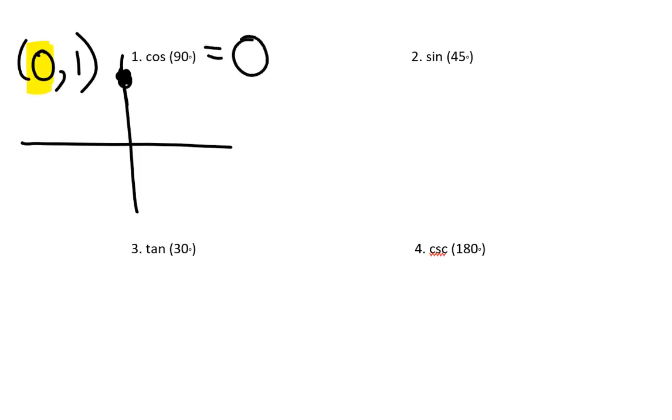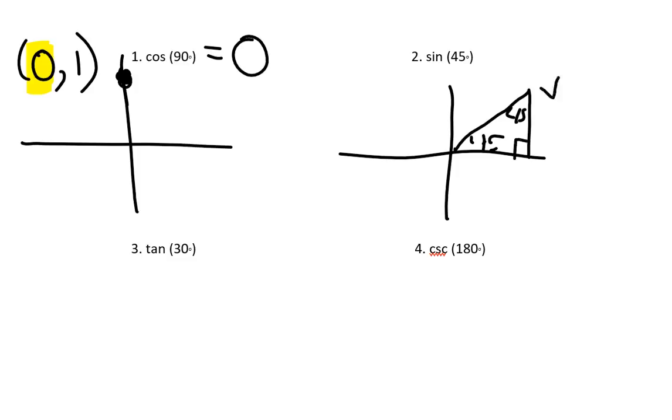If I look at my sine of 45 degrees, and I draw this out, I have 45 here, 45, and 90. So I can label my sides: root 2 over 2, root 2 over 2, and 1. My sine is either my opposite over my hypotenuse or my y value. I could say that that's going to be equal to root 2 over 2. Simple enough.